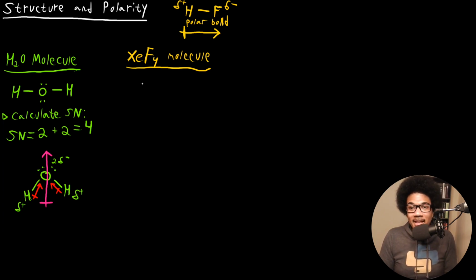So for XeF4, it has the following Lewis structure. I won't go through all of the details here, just because I really want to focus on the polarity conversation. But it has the following Lewis structure. So, of course, we've got lone pairs around our fluorines.